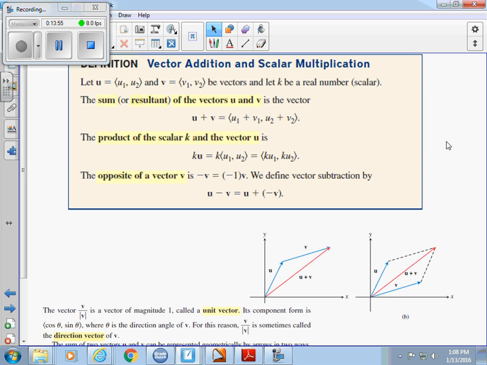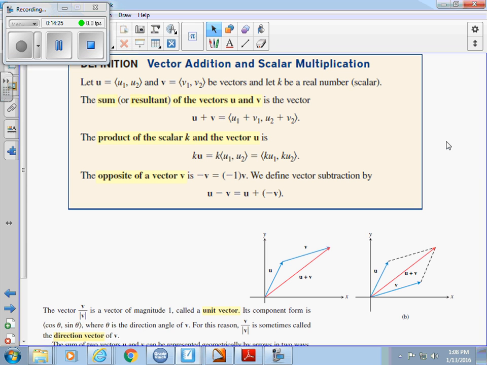A scalar k and a vector u. The product of that, you multiply each component by the scalar or by the constant. And that is scalar multiplication. So 3 times the vector 2, 3 is the vector 6, 9. You just multiply.